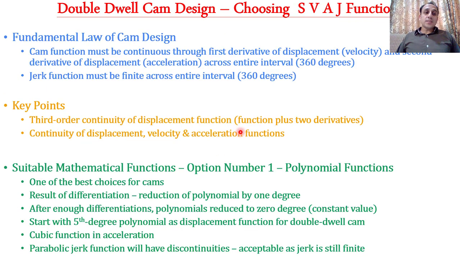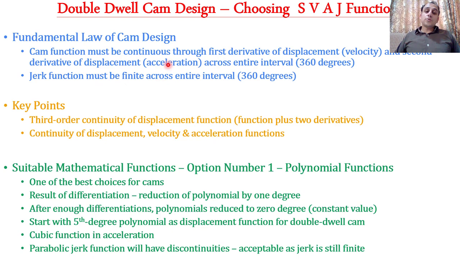So now we are going to discuss the fundamental law of cam design. This is basically the criteria on the basis of which we either select a particular cam design or reject it. So what are the conditions or requirements for a cam to be acceptable? Number one, the cam function must be continuous through the first derivative of displacement and the second derivative of displacement. It means the velocity and acceleration functions should be continuous. There should be no discontinuity in the velocity and acceleration functions. Number two, the jerk function must be finite across the entire interval. There should not be infinite spikes in the jerk function.